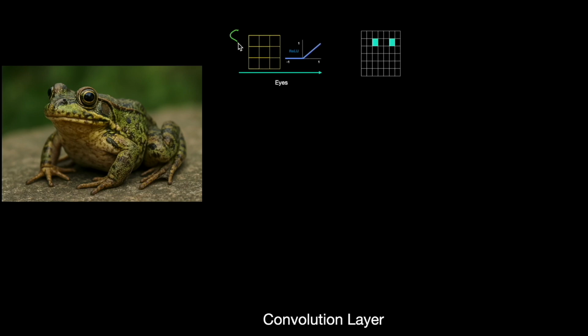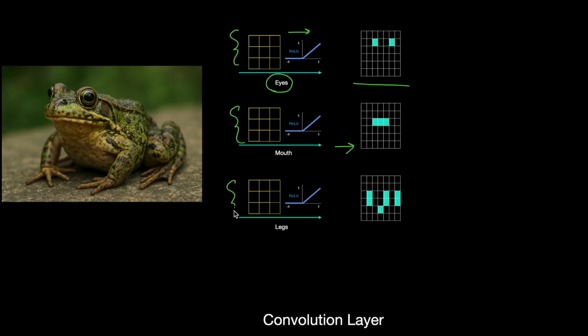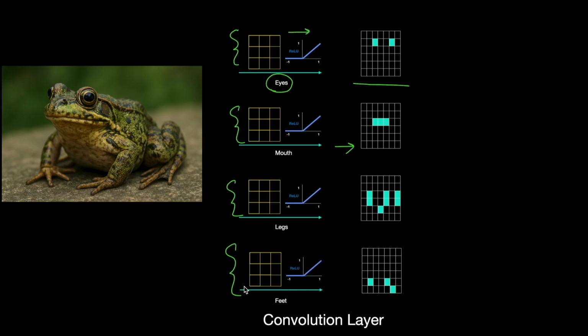Now that we understand how each CNN component works, let's see what happens when we pass the actual image. Okay, so this feature detector will detect the eyes, we'll apply the activation function, and we'll get the feature map. Okay. Another feature detector for the mouth in the same process. So this one is for the legs and this one is for the feet.